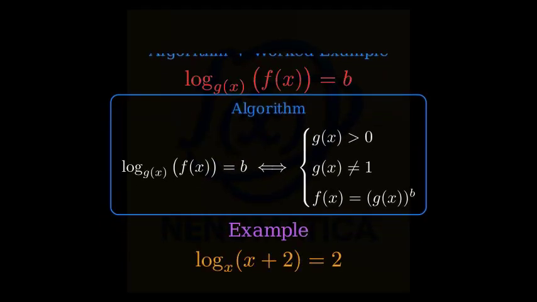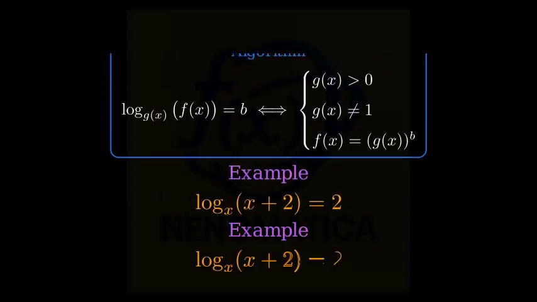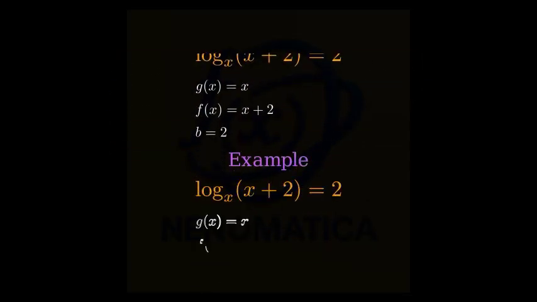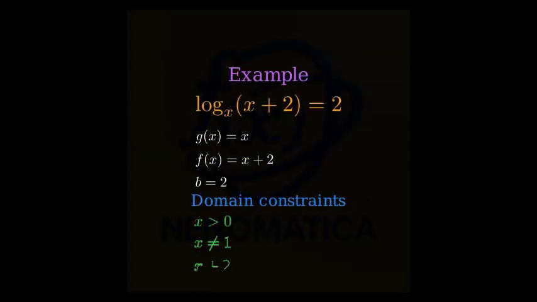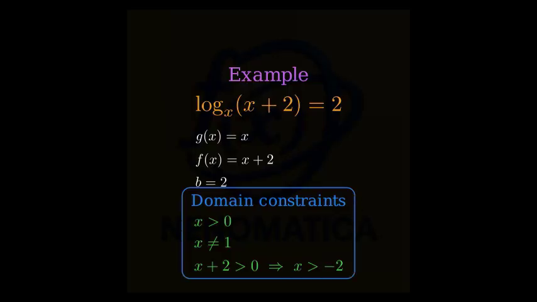We will solve log base x of x plus 2 equals 2. Identify the pieces. Here, the base function g of x is x, the argument f of x is x plus 2, and b equals 2. Step 1. Enforce the domain constraints from the algorithm. Base strictly positive, base not equal to 1, and argument positive. For our base g of x equals x, we get x greater than 0 and x not equal to 1. For the argument x plus 2, we get x greater than negative 2.